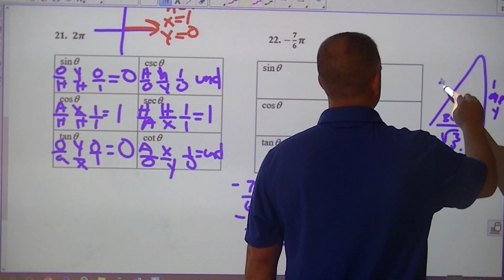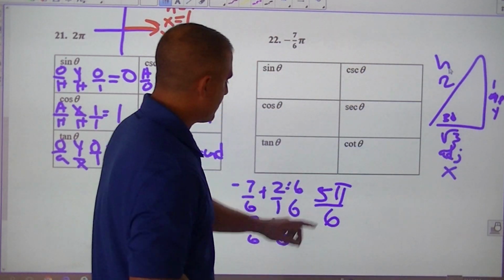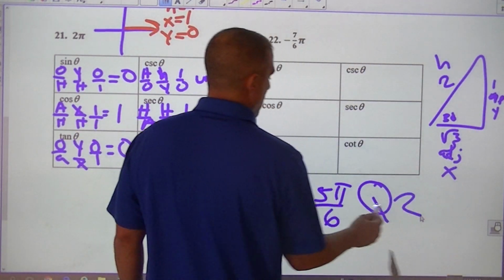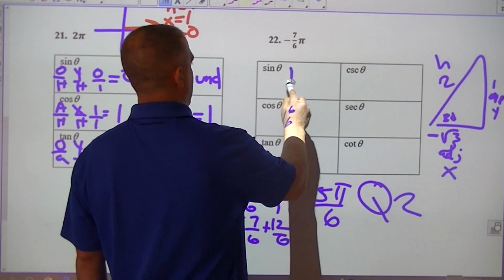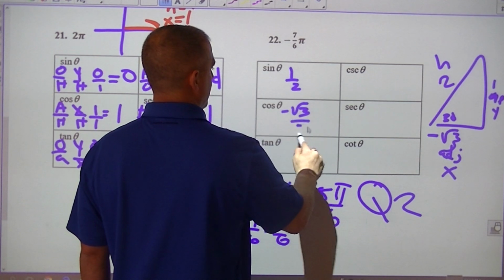Adjacent x, 2 the hypotenuse. Now, 5/6, that's going to be quad 2. 1 digit away, less than 1. This will be negative. Okay, so sine will be 1/2, cosine will be negative square root of 3 over 2.